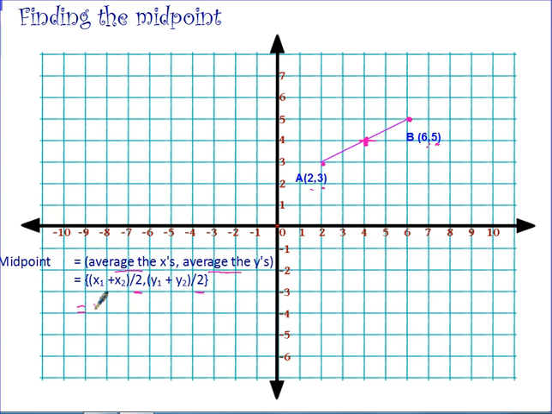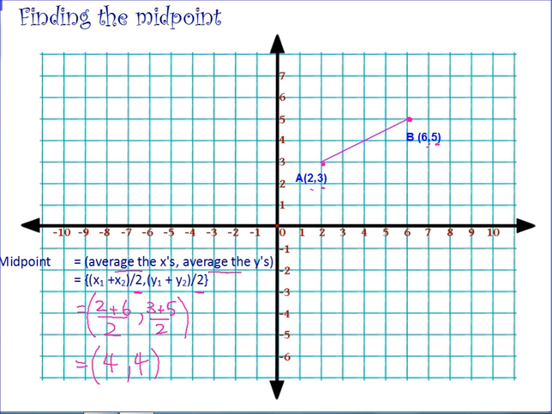The midpoint will be, the x-coordinate will be 2 plus 6 divided by 2. So that gives me the first coordinate of our point, and the second coordinate, the y-coordinate, will be 3 plus 5 over 2. So working out what that is, 2 plus 6 is 8 over 2 is 4. 3 plus 5 is 8 over 2 is 4.